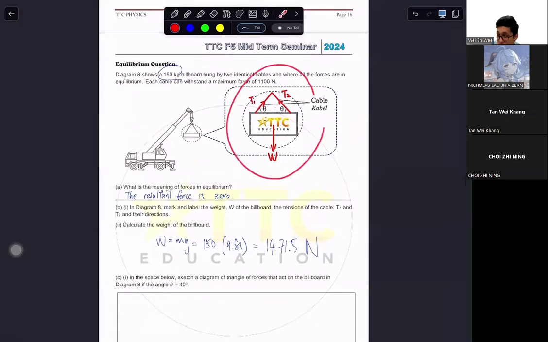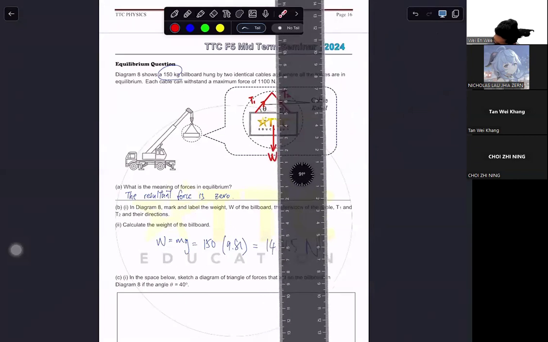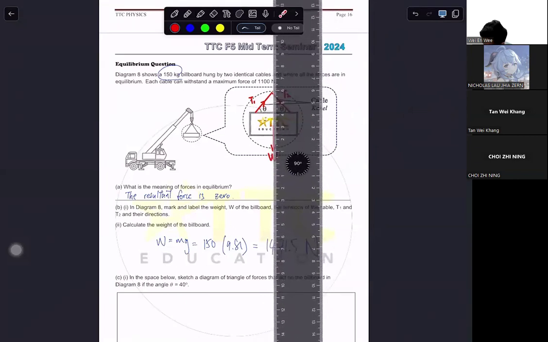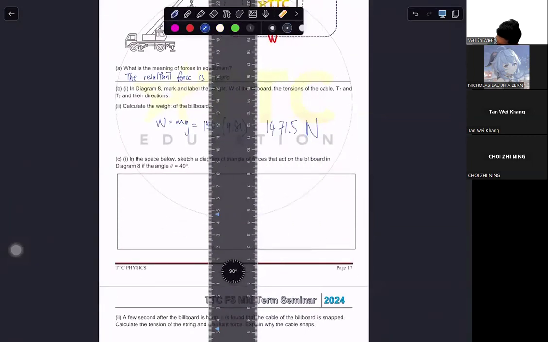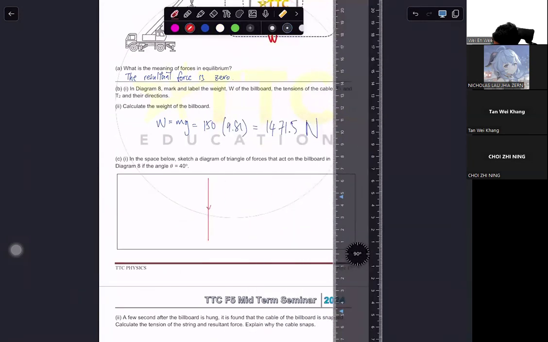So now what you have to do is this. You look at these three things, and you take your ruler and match them. Let's say I draw W first. I bring it down and draw one line. This is W.